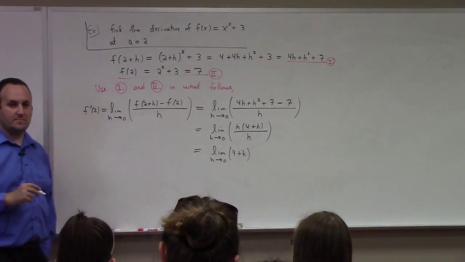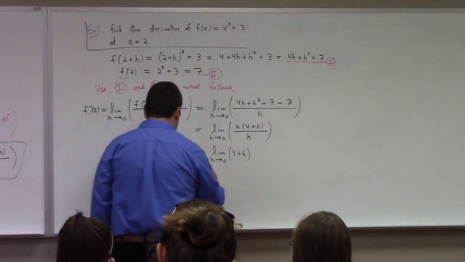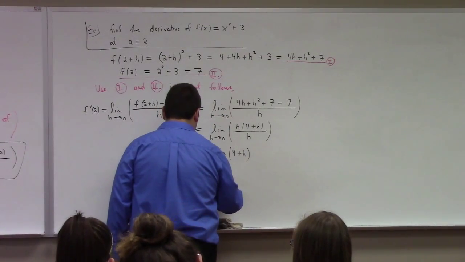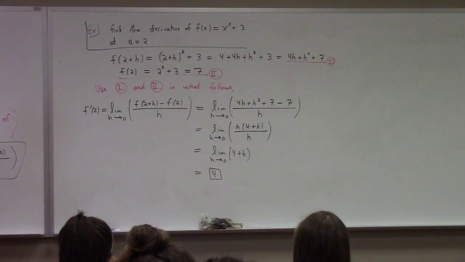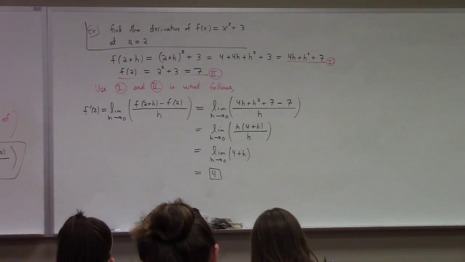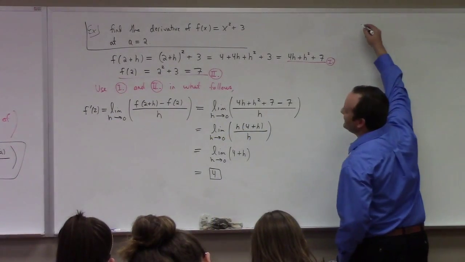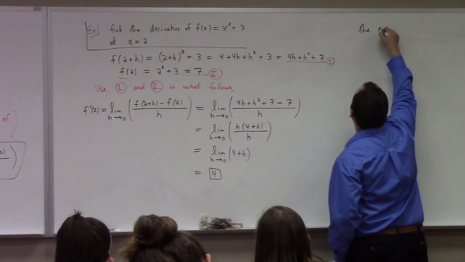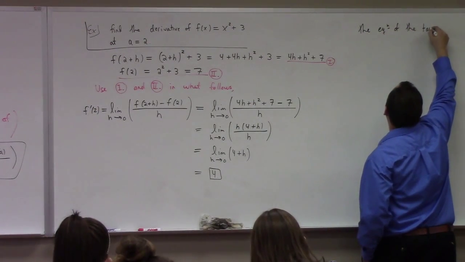Just 4 plus h. What's the limit? Exactly. So the answer is 4. The slope of the tangent line here is 4. What's the equation of the tangent line? The equation of the tangent line, what would that be?